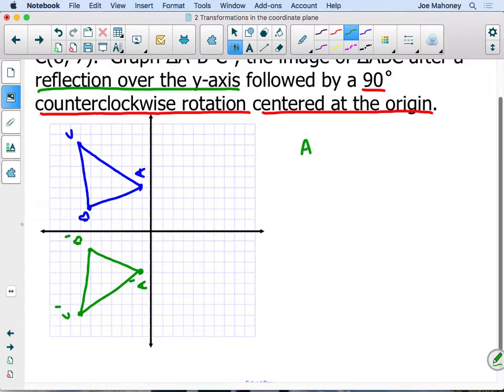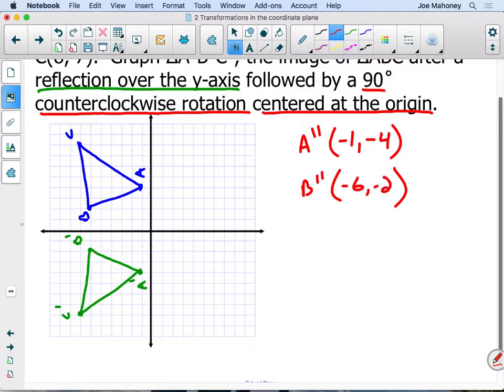So the coordinates of A double prime, we'll do it in a different color, we'll do it in red. The coordinates of A double prime, which is like right there, I don't want to erase everything on there, there we go, is that point there. A double prime is -1, -4, and I like to write them down. B double prime is where the green B is, and that's going to be at -6, -2. And C double prime is going to be at -7, -8.